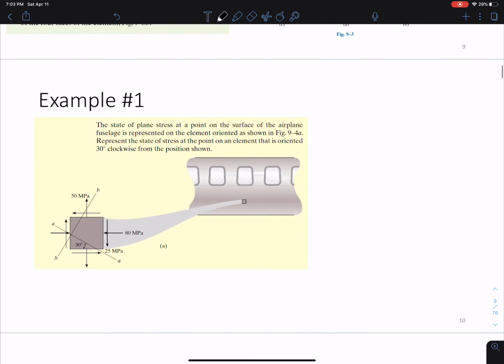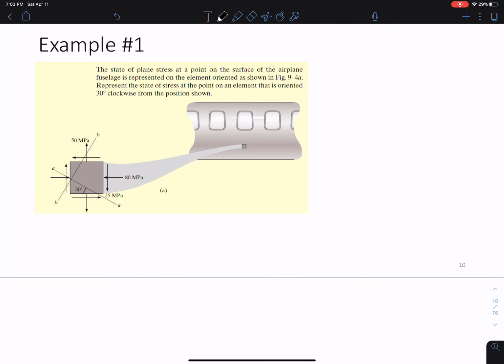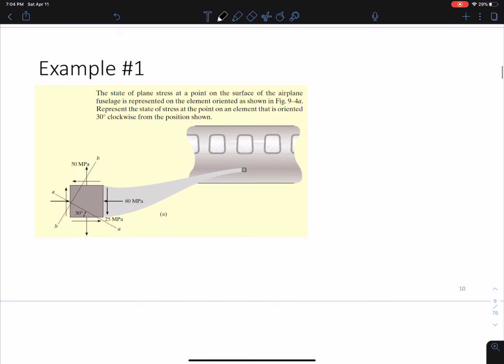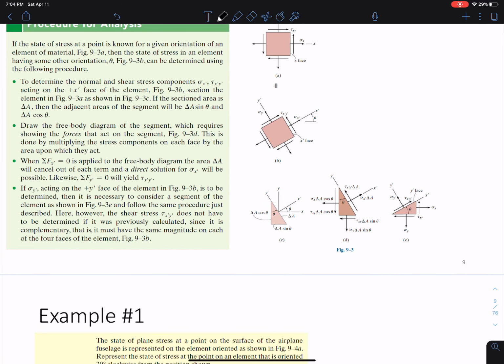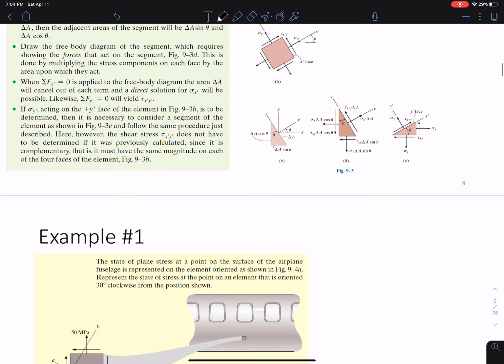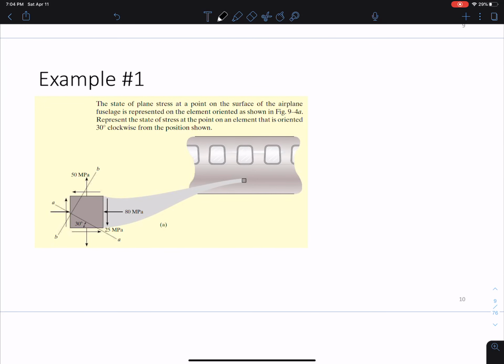Okay, so here's the one example that we're going to do. Let's read through it. The state of plane stress at a point on the surface of an airplane fuselage is represented on the element oriented as shown. Represent the state of stress at the point on an element that is oriented 30 degrees clockwise from the position shown. I believe this tells you which direction is positive and which is negative. You can use this for reference, but you can also define your own positives and negatives.